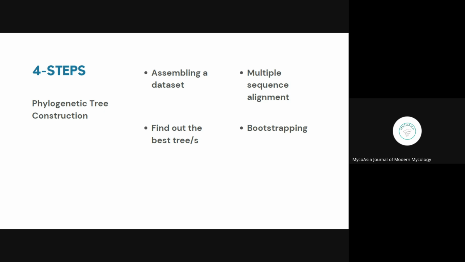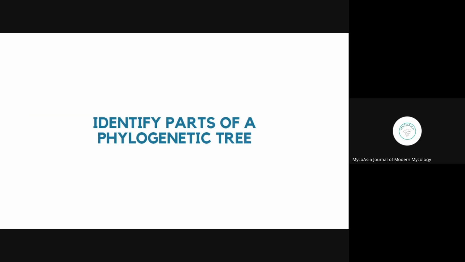The first one is assembling a data set. The second one is creating a multiple sequence alignment. The third one is to find out the best trees. The last one is bootstrapping. These are the 4 major steps. Actually, there could be some minor other steps also that we can discuss later.